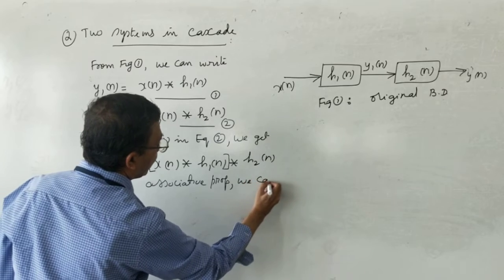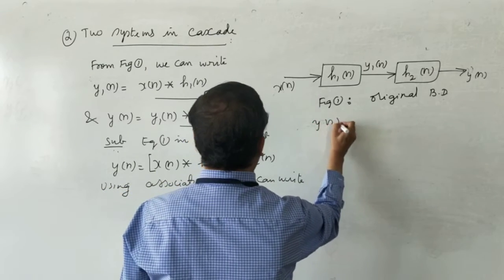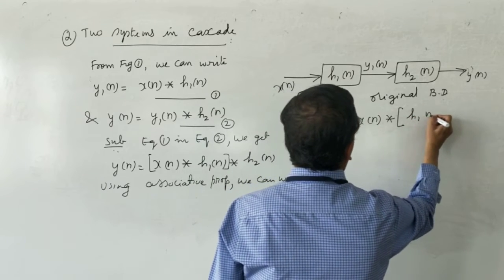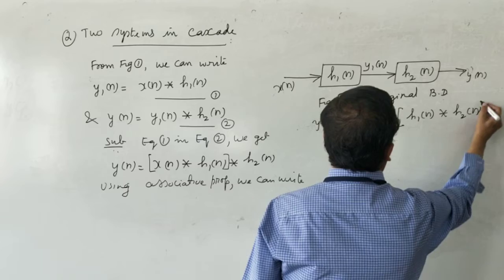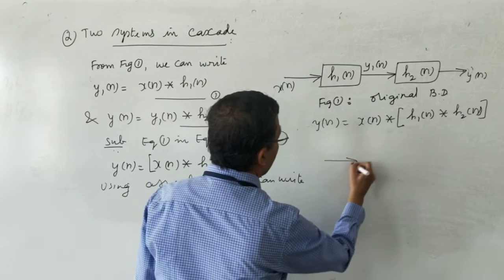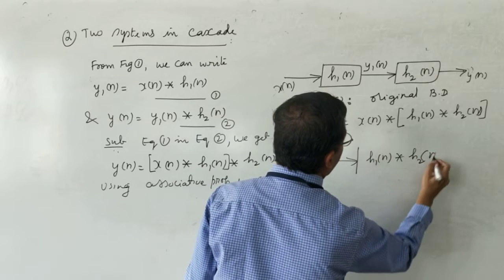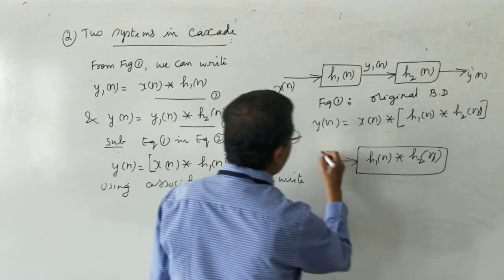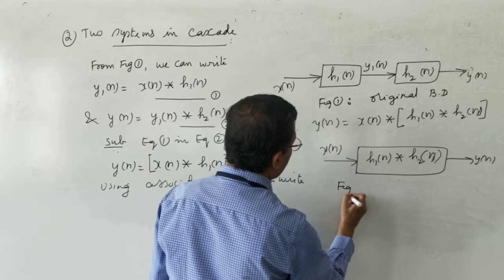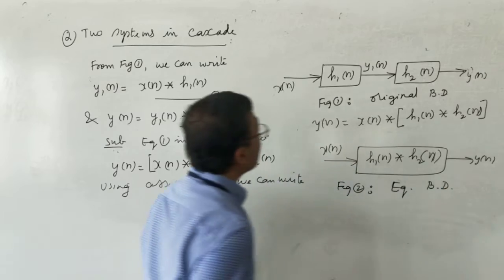Using the associative property, we can write Y of N equals X of N convoluted with the resultant of H1 of N convoluted with H2 of N. This equation will now be translated into a block diagram. Inside the block, we will write H1 of N convoluted with H2 of N. The input is X of N, the output is Y of N. This is figure number 2, and it represents the equivalent block diagram.